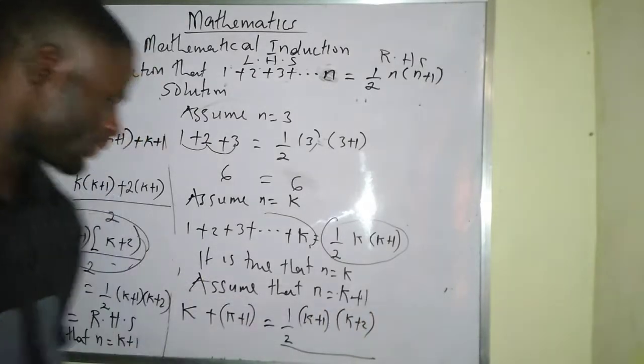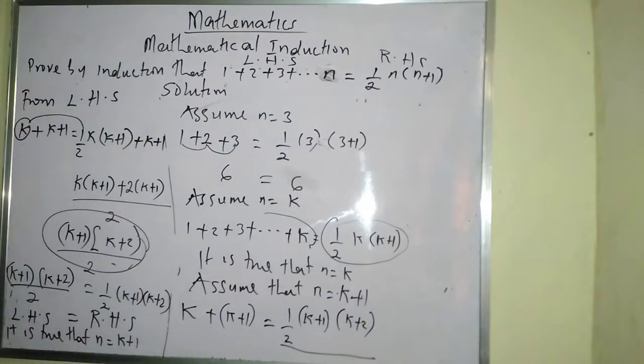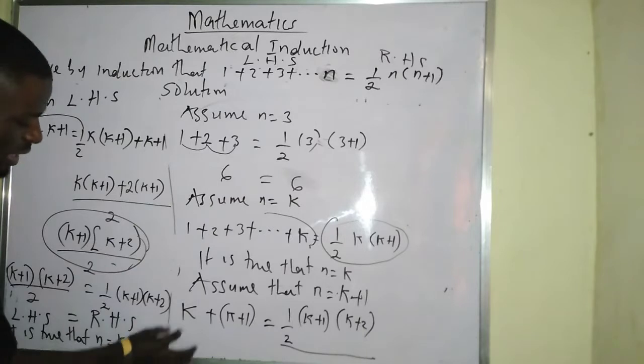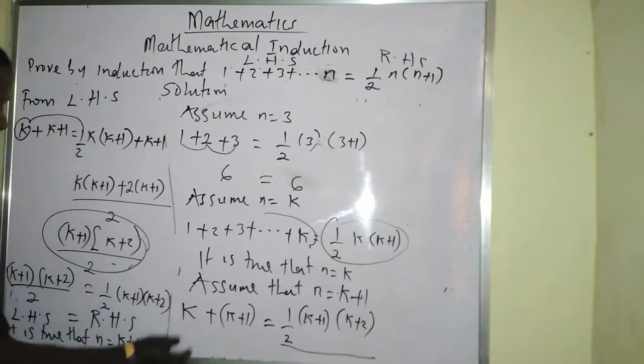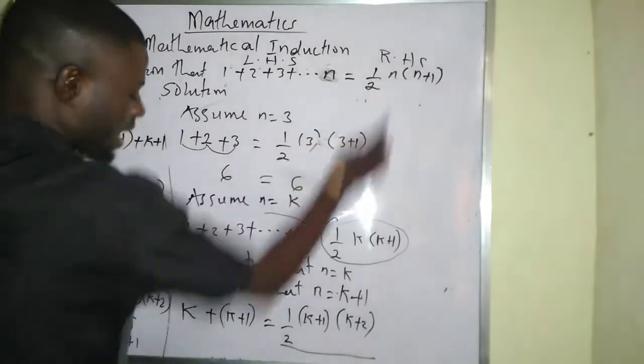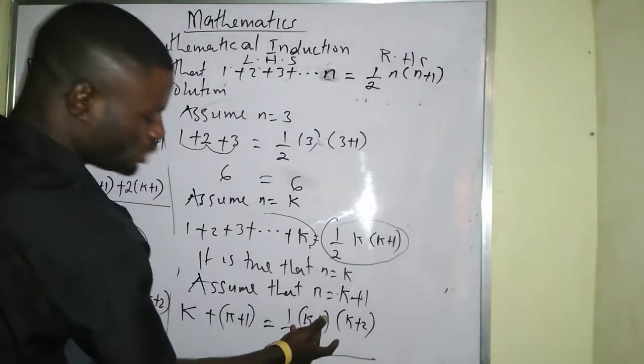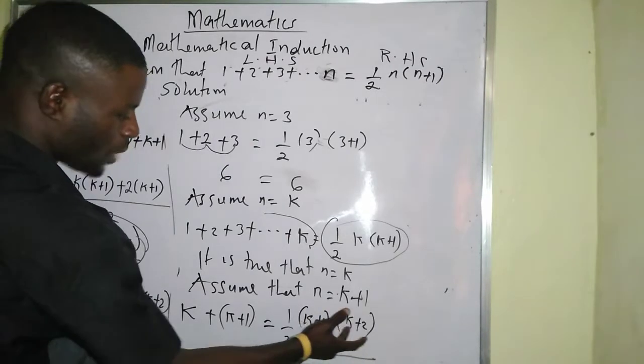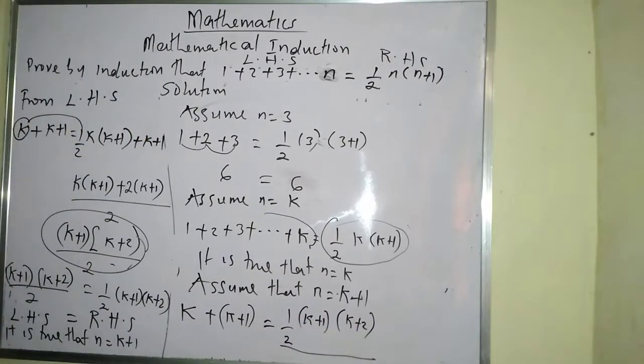N equals K plus 1. Now, this is where the problem comes from. This is my K, K plus 1. This is my LHS. And everywhere on that side, anywhere I see N, it will be represented by K plus 1, which is very correct.